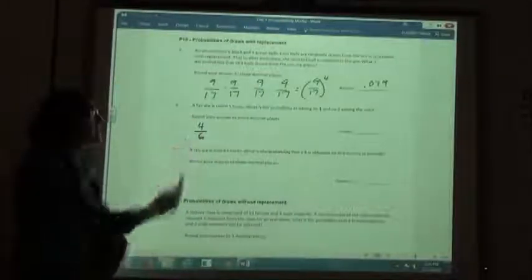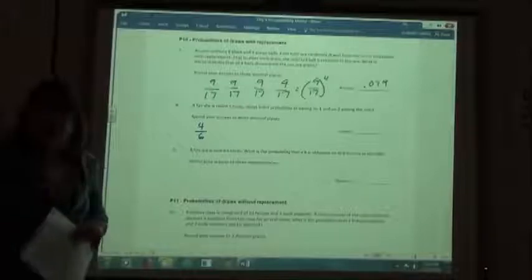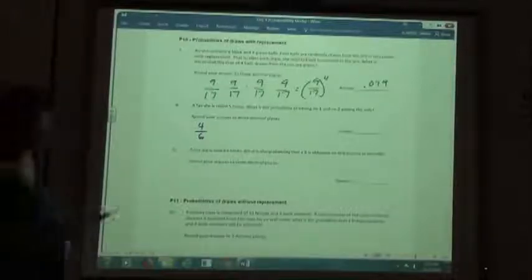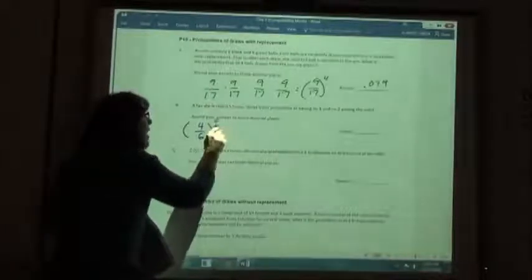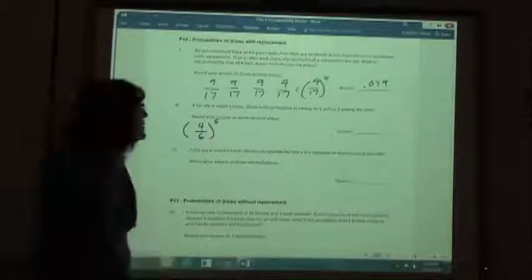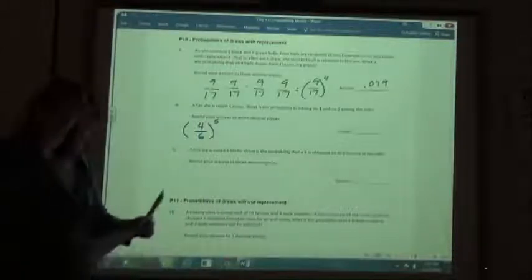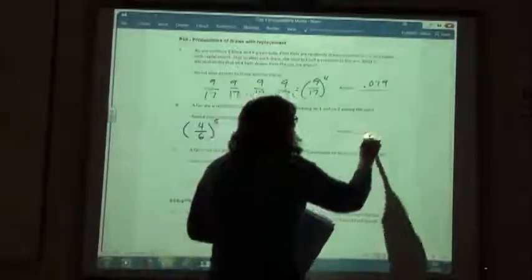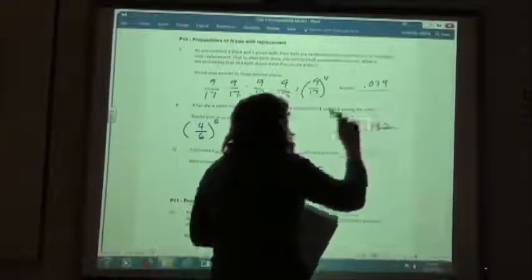We're going to roll the dice 5 times. So again, since I'm going to get the same chance all 5 times, I can just take it to the 5th power. Or 4/6 times 4/6 times 4/6, and so on. If you want to reduce it down to 2/3, it'd be the same thing. And again, we're rounding it off to 3 decimal places. 0.132. 0.132, okay.